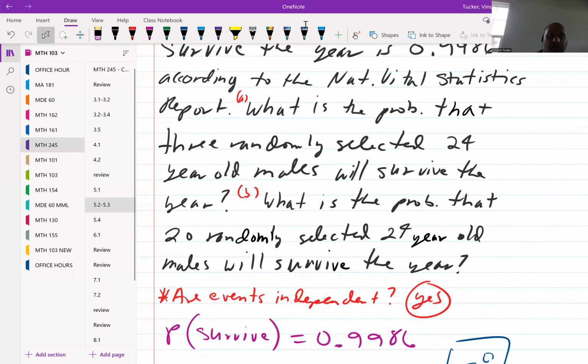So we saw that the probability of that male surviving the year is 0.9986.